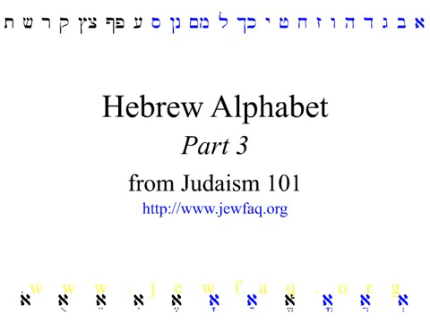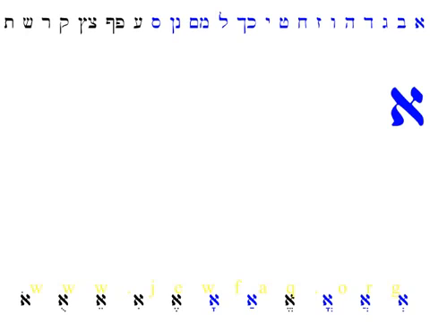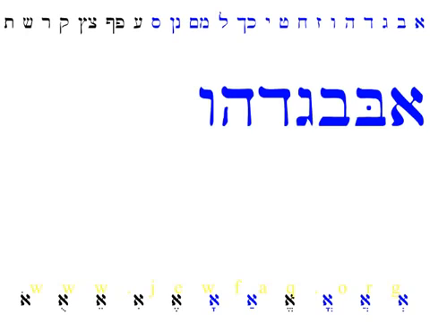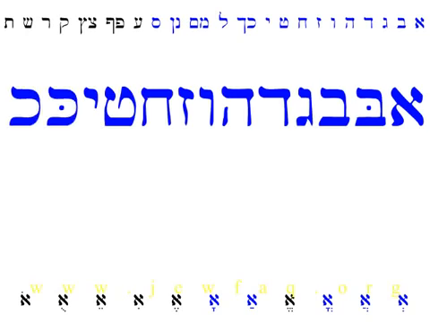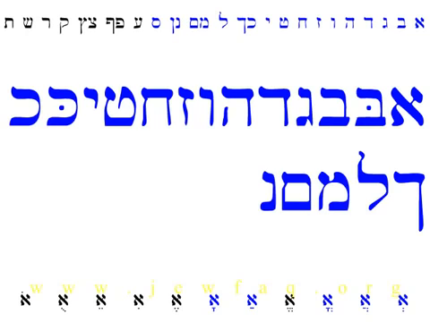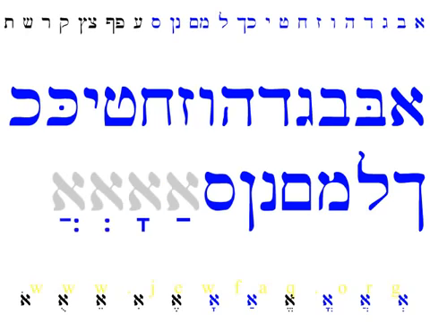JewFAQ.org. This is part 3 of the Hebrew alphabet. We've broken the back of it now, seen more than half of the letters in Hebrew, and you'll find that most of the vocabulary in this part uses letters that we've already seen. So we'll be sounding out all of the words as we go along.